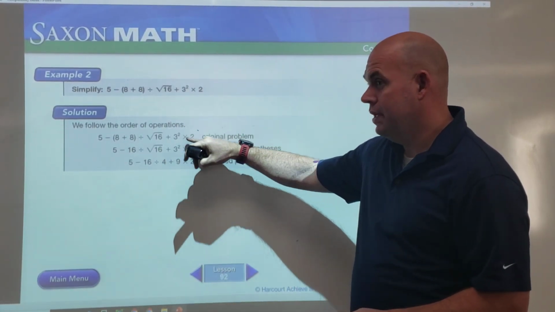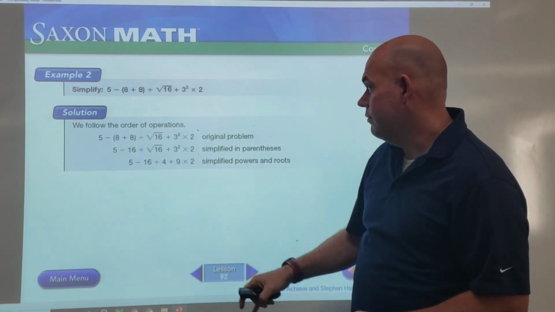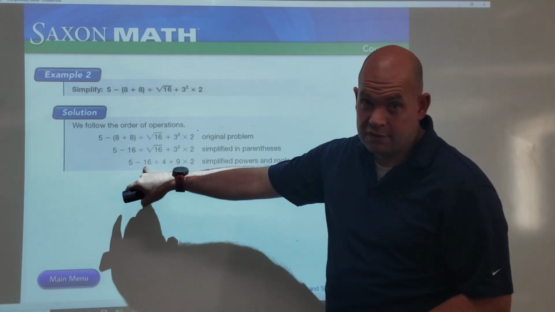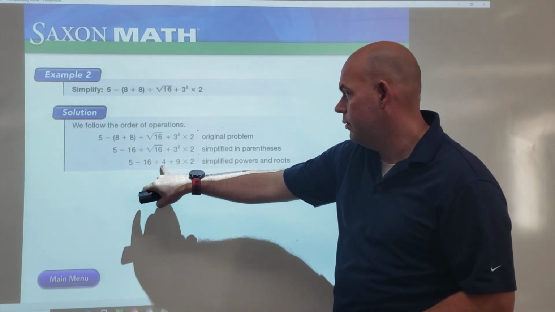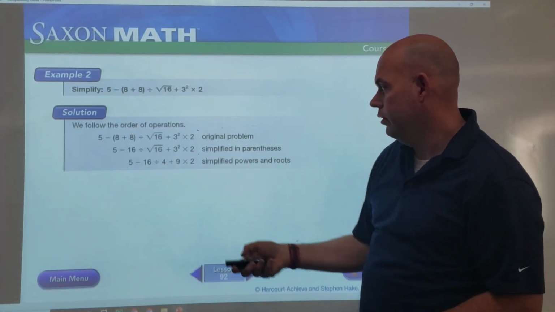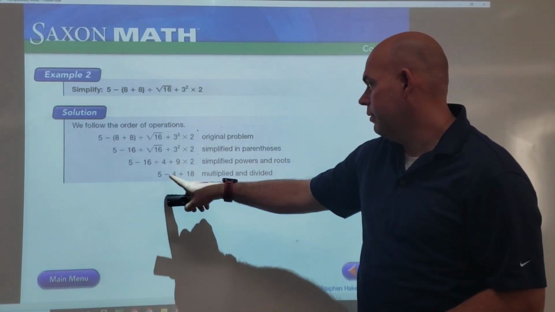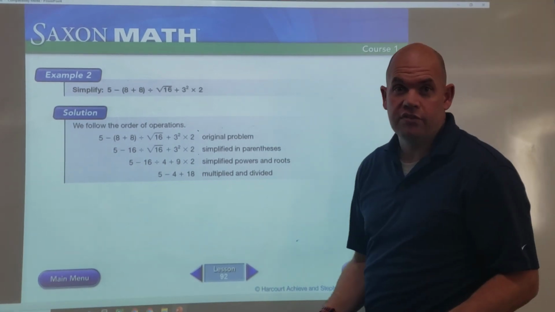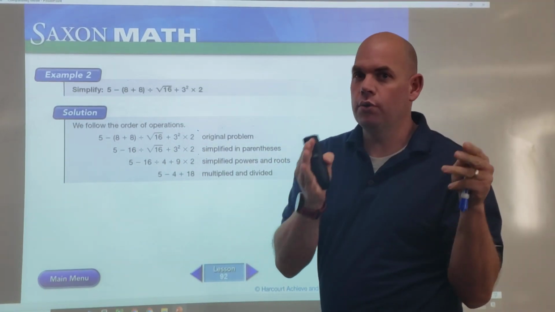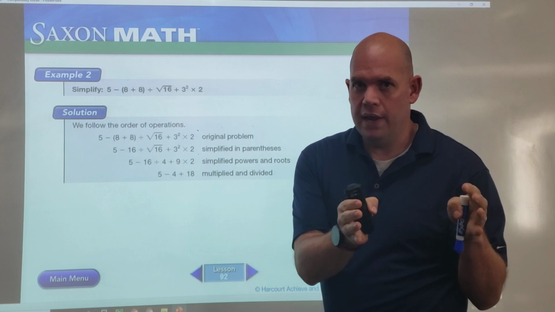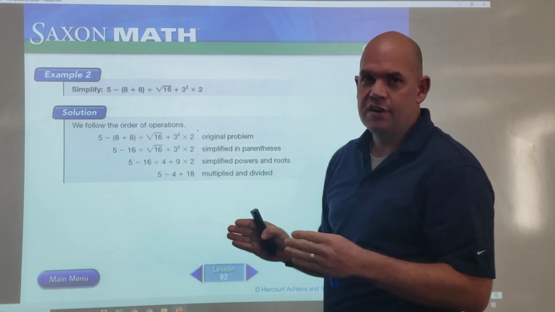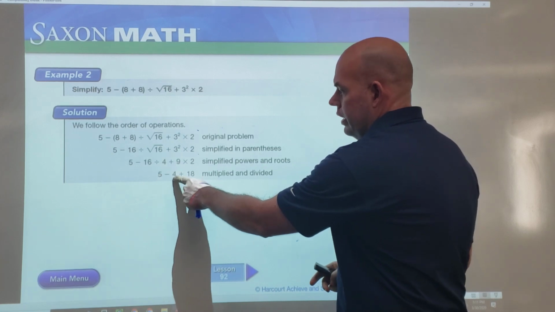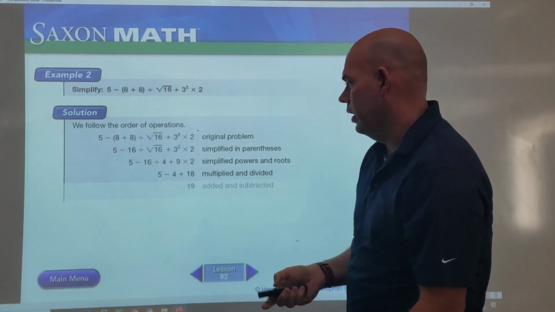So now we've done the PE, so it's multiplication and division now. So now we can do 16 divided by 4, not 5 minus 16 first. You do 16 divided by 4 and 9 times 2. All right, so 16 divided by 4 is 4, 9 times 2 is 18. Now we can do addition and subtraction. Multiplication and division are the same weight, so you start left to right. Addition and subtraction, same weight, go left to right. So now we can just go 5 minus 4 is 1 plus 18 equals 19.